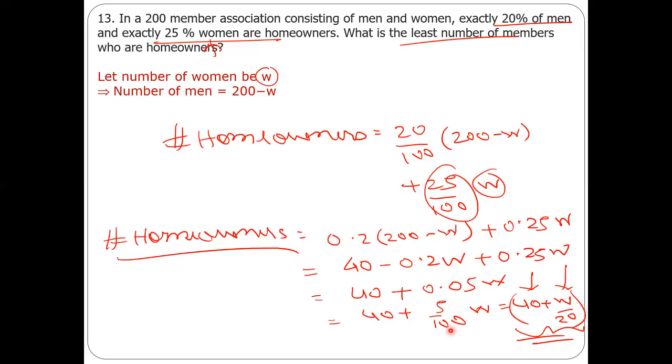Very nice. We have to keep it integer, so 20 only. 20, absolutely. The minimum value of W has to be 20. See, if it is anything lesser than 20, then this will be a decimal, right? So the minimum value of W has to be 20. And when W is 20, what's the total number of homeowners? Very nice. 40 plus 20 by 20, which is 41. So that's the answer. What's the least number of members who are homeowners? The answer is 41.